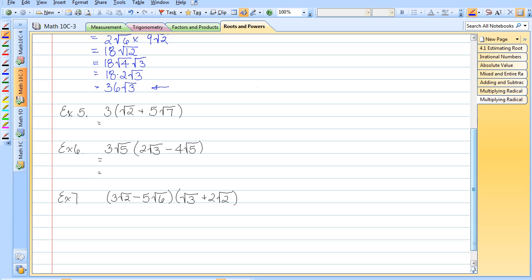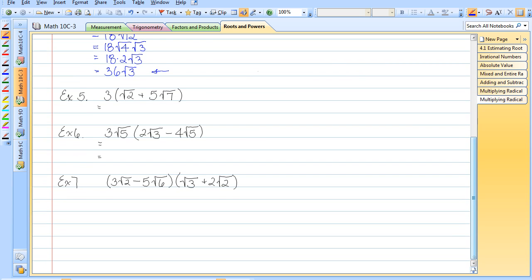Looking at example 5, we can distribute just as you would when working with polynomials. So 3 times root 2 is simply 3 root 2, and 3 times 5 root 7 is positive 15 root 7. Both of my radicands are such that they do not have perfect square factors, so they are simplified.